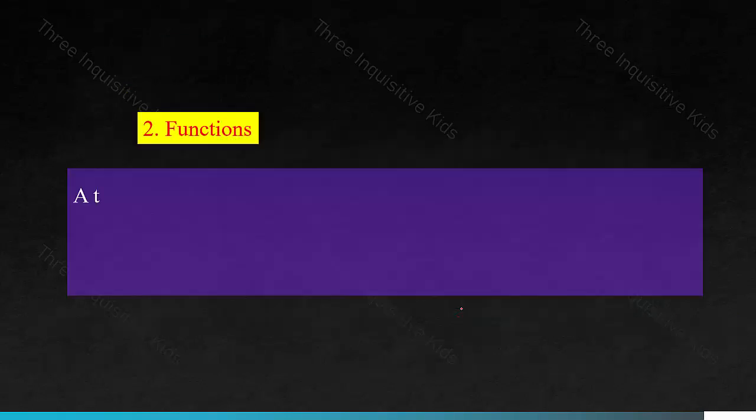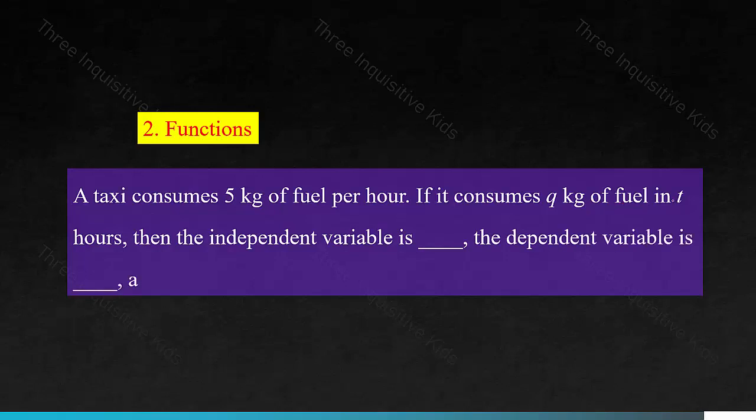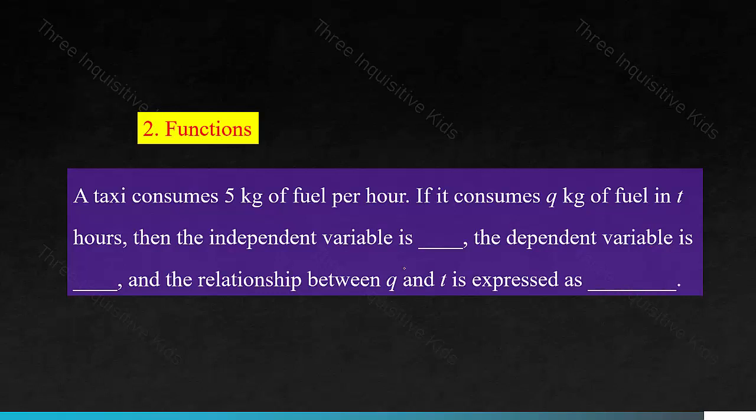We also learned about functions. A taxi consumes 5 kg of fuel per hour. If it consumes Q kg of fuel in T hours, then the independent variable is blank and the dependent variable is blank. And the relationship between Q and T is expressed as blank.